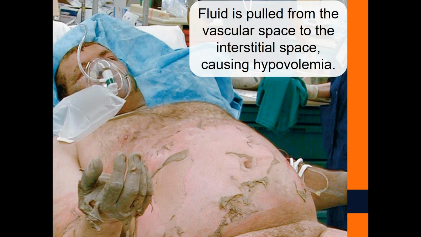So I know I didn't warn anybody last time, and I'm going to warn you now. The next picture is a person who's been burned. Burn shock. We take a look at this guy, and he has been burned over pretty much the entire top half of the front of his body.